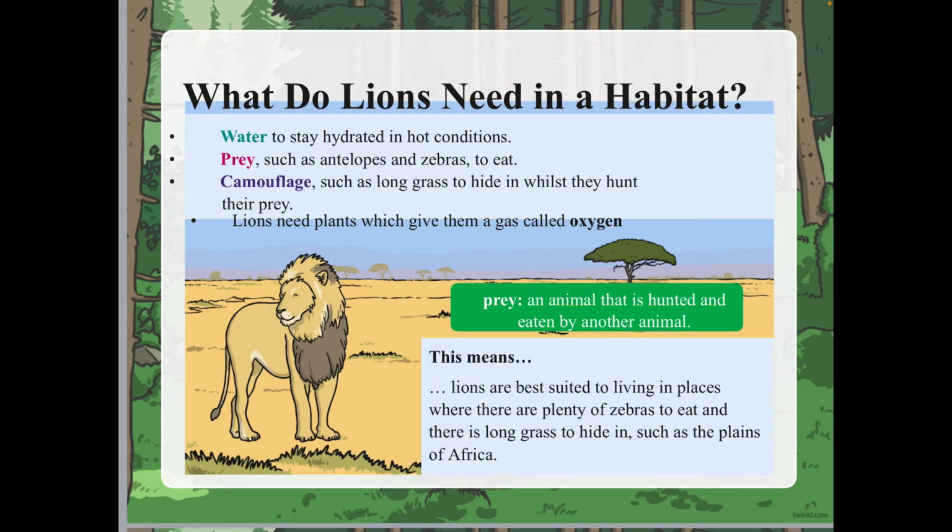So lions need water, antelopes and zebras, long grass to hide in, and oxygen, which comes from plants. So this means that lions are best suited to living in places where there are plenty of zebras to eat and there is long grass to hide in, such as the savanna in Africa.